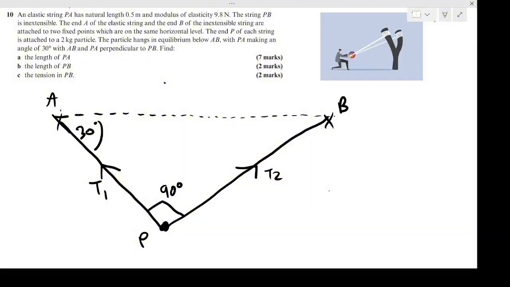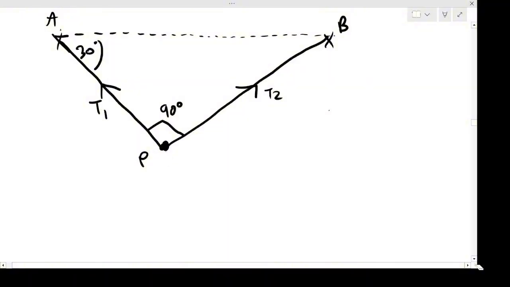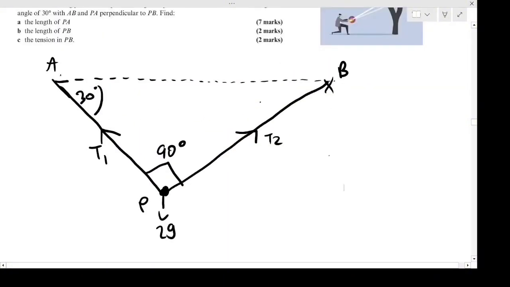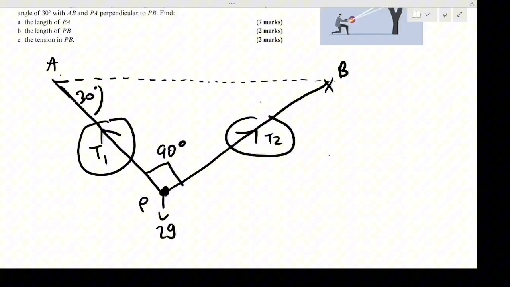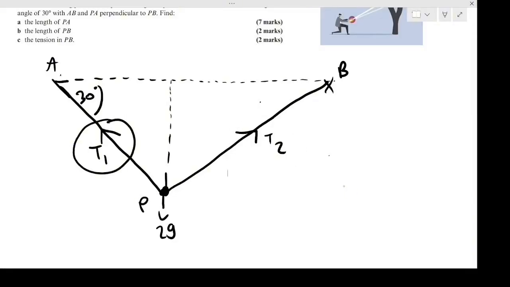And lastly, we need to consider the weight of the particle, right? The particle has a mass of 2, so the weight will act down of 2g. Okay, so I've got all my key forces labelled, but because my two tensions are at an angle, on a slope, I'm going to need to split them up horizontally and vertically, like in the last example. So if I get rid of this 90-degree angle and I split into two triangles which isolate T1 and T2, right?